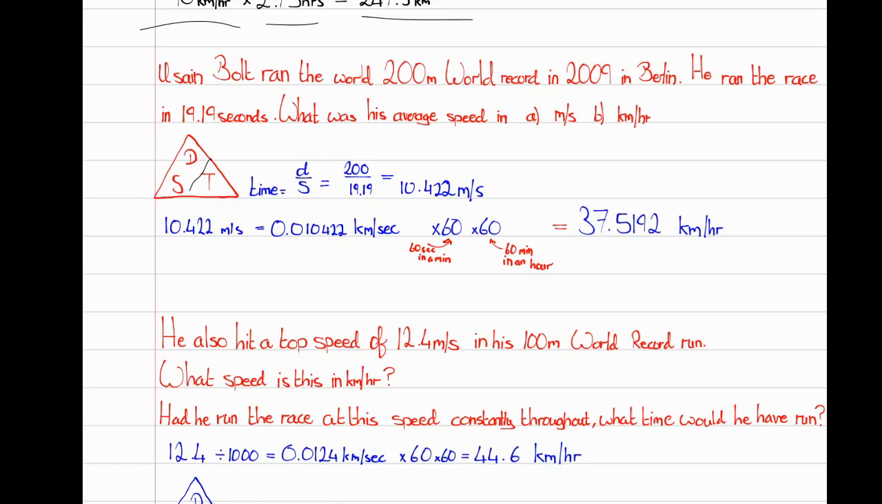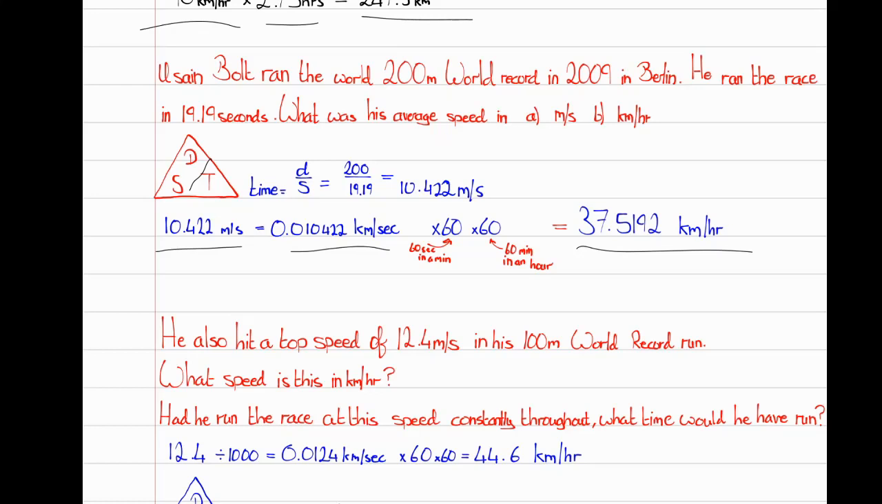We can then convert this speed into kilometers by dividing by 1,000. Dividing by 1,000 writes this number here as this. So it turns it from meters per second to kilometers per second. To convert this to kilometers per hour, we need to multiply the number by 60, so we can find the number of kilometers in a minute that he travels, and then multiply again by 60 to find the number of kilometers he travels in an hour. So once we do that, we get this result here, roughly 37.5 kilometers an hour.